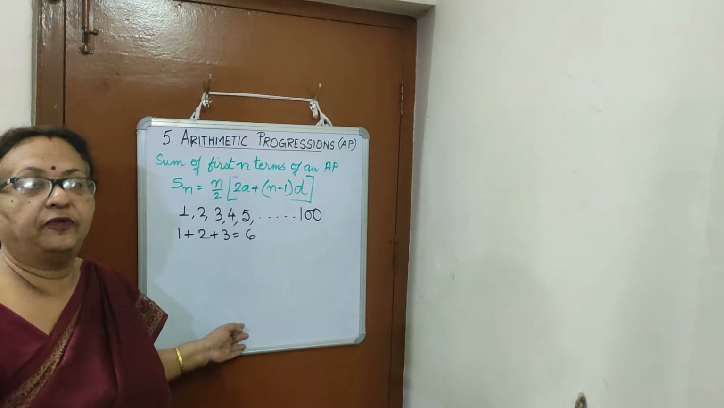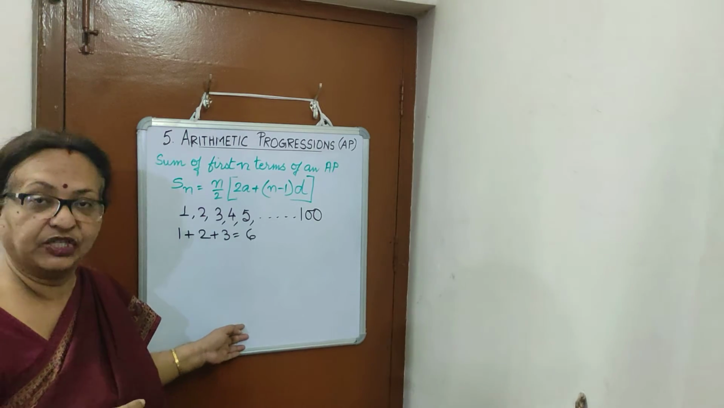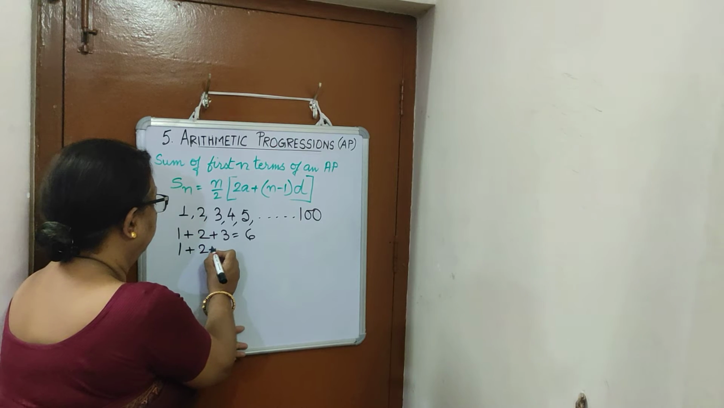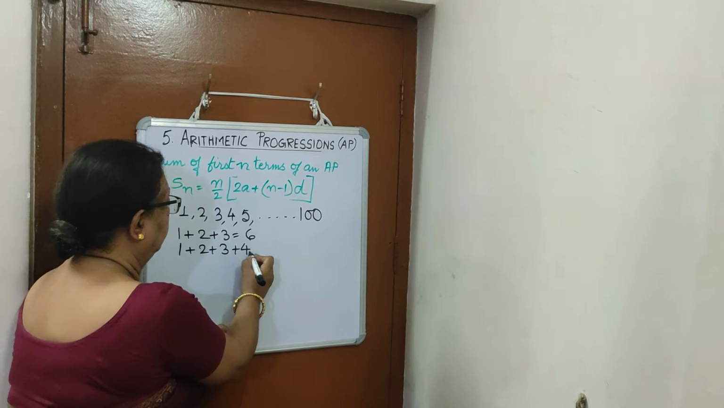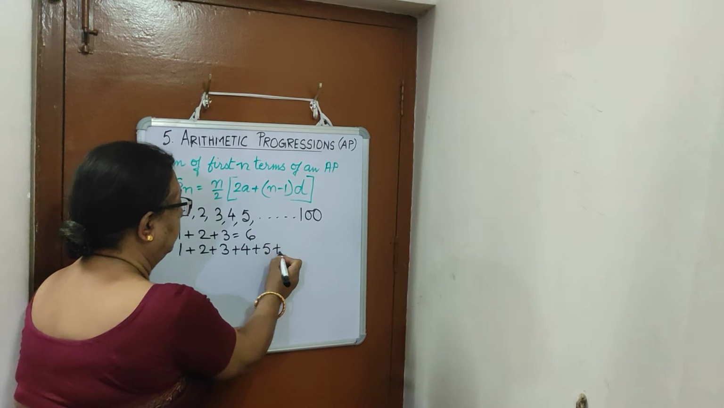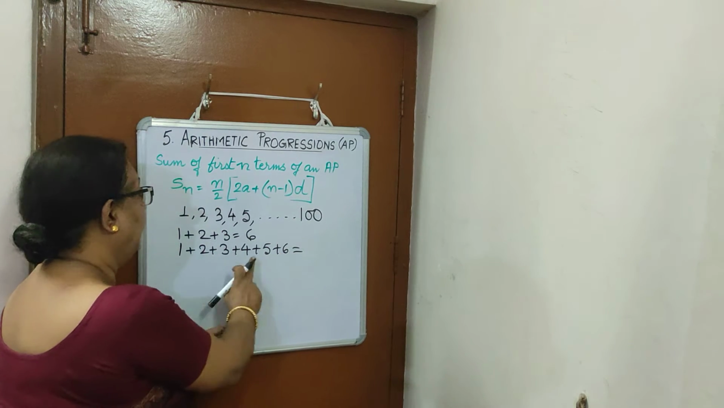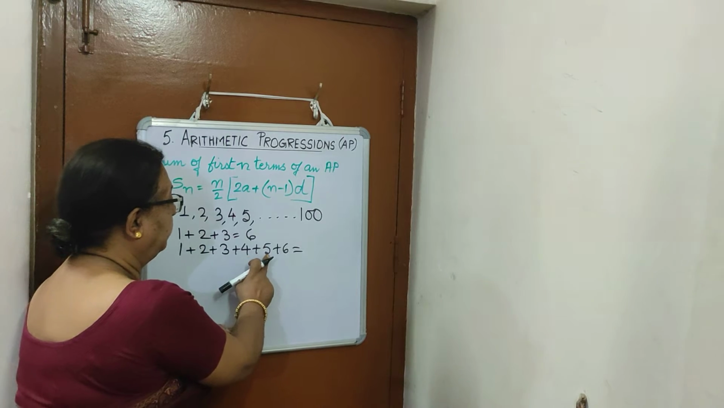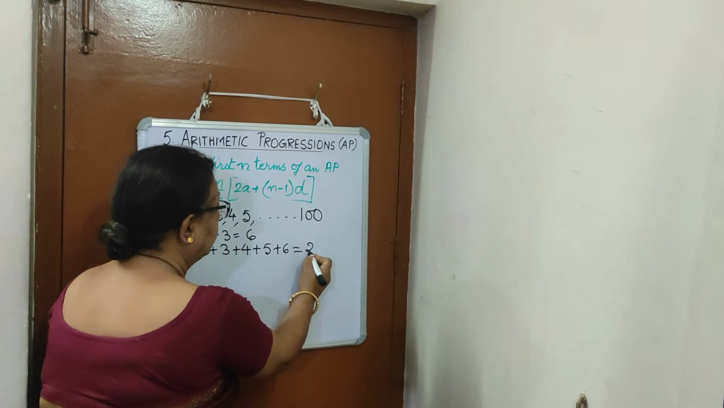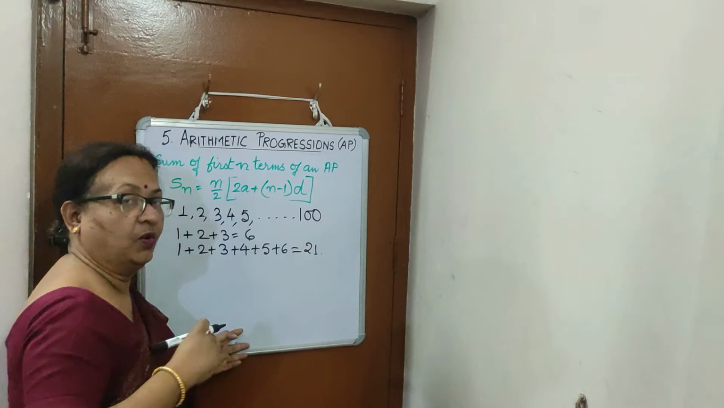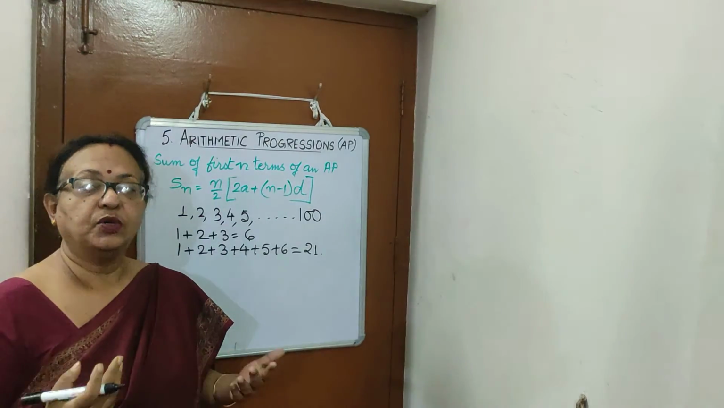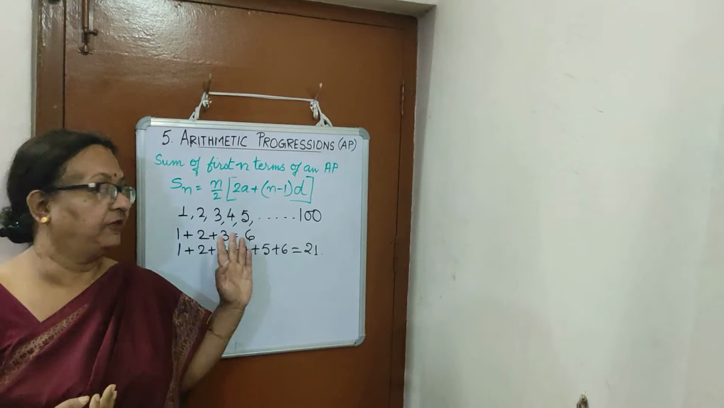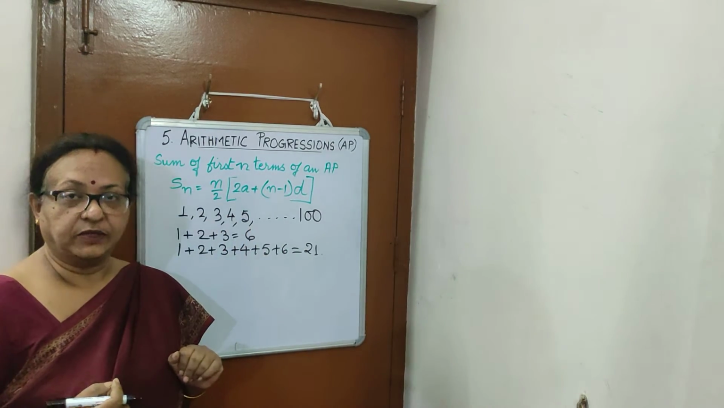Suppose I ask you to find the sum of first six terms. You can easily find it. You can add up 1 plus 2 is 3, plus 3 is 6, plus 4 is 10, 15 and 21. You could easily add up. I ask you to find the sum of first 10 terms. You can easily count and say the sum of first 10 terms.